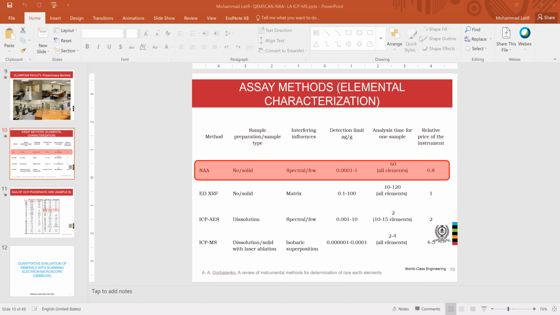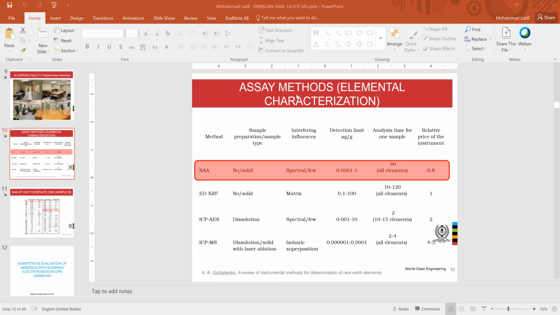In terms of chemical composition, we have assay methods in order to get the elemental composition or elemental characterization of the particles, and analysis of the particles in order to understand the mineralogy of the ore. Or in other words, what is the chemical compound form of the metals or any element of interest.